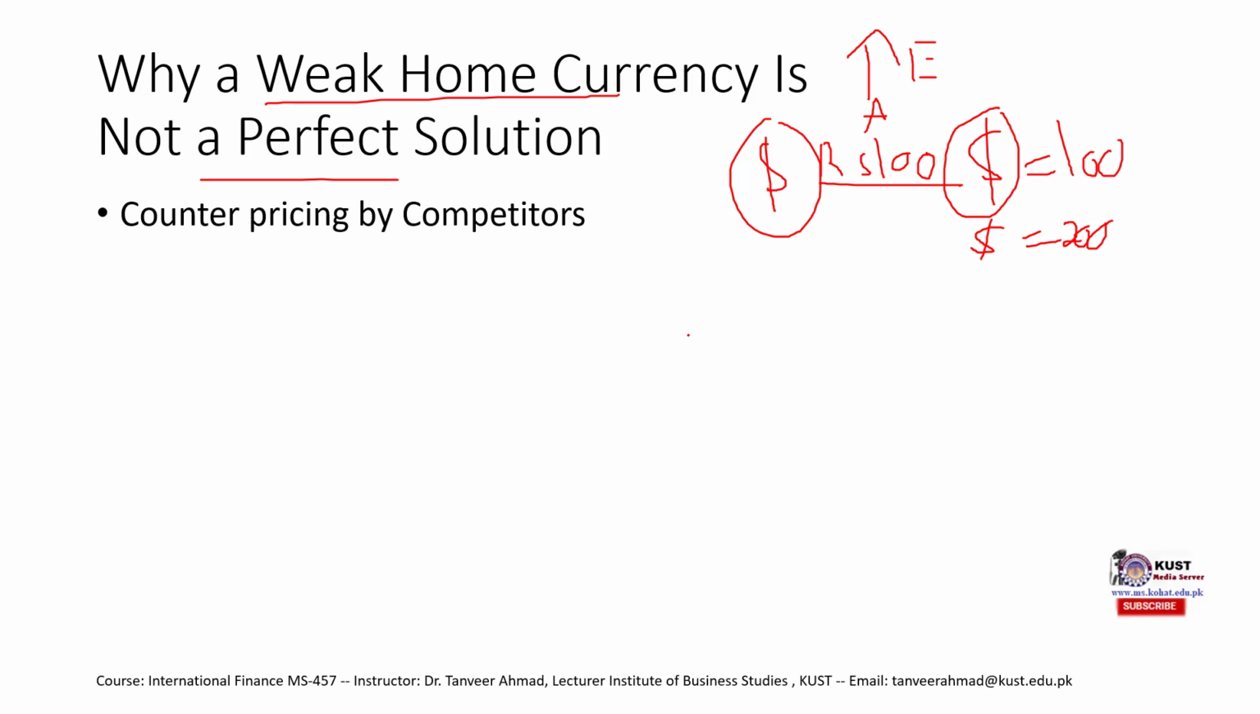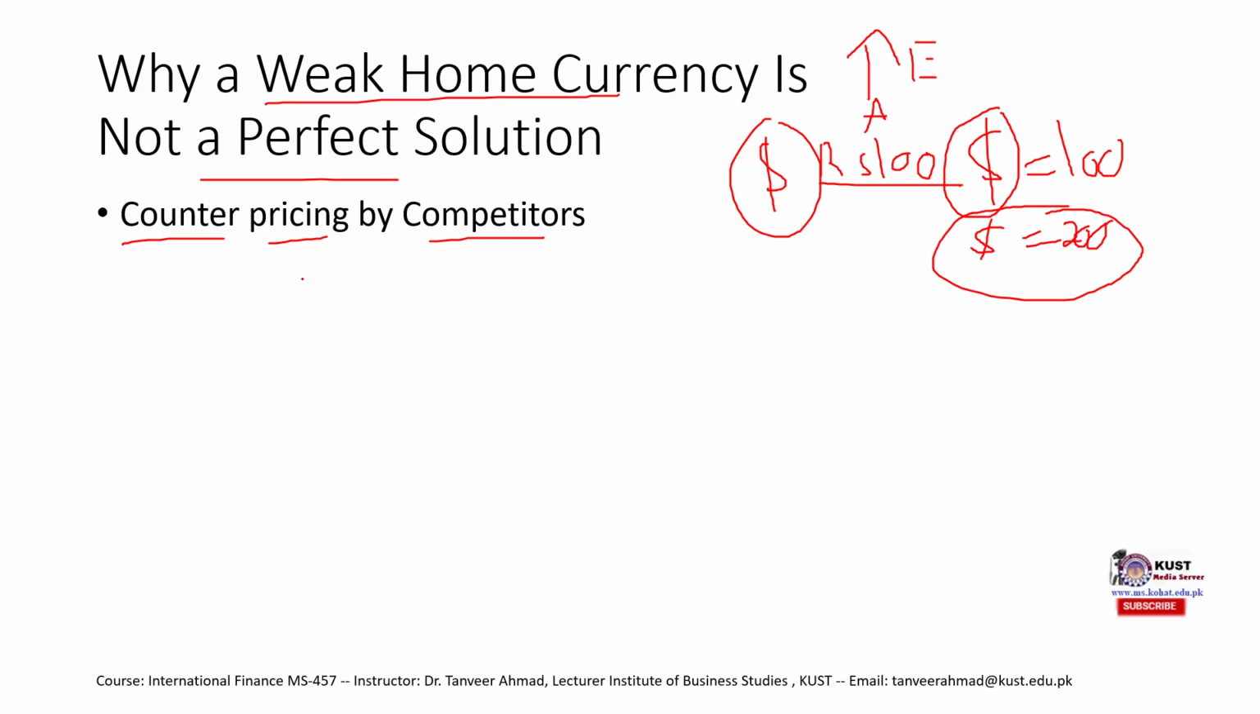Right? One of the reasons is counter pricing by competitors, and what counter pricing means is that although our product has become cheaper to the foreign consumers, at the same time the other companies would decrease their prices, right? And hence the decrease in pricing by the competitor would again lead to a similar situation that we already had, except that now we have a weaker currency, right?